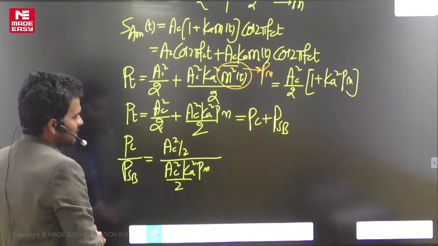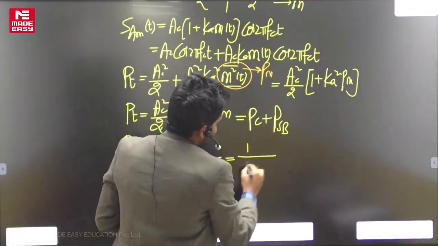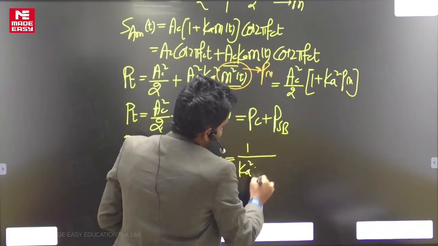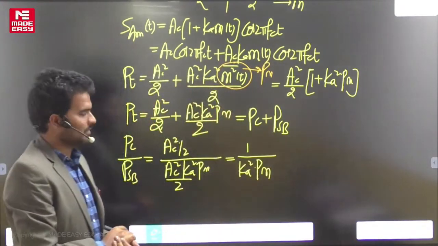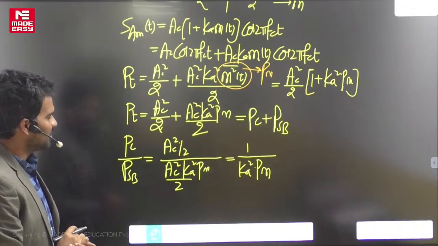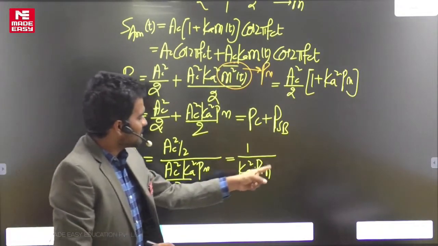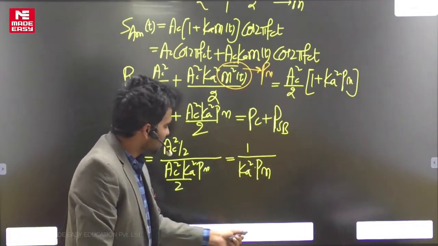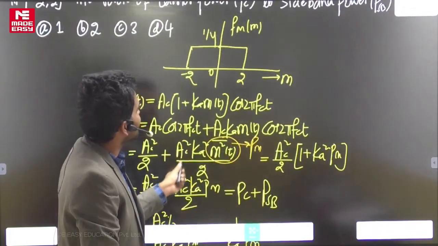And Ac squared by 2, Ac squared by 2 will be cancelled. This is 1 by Ka squared PM. So this is the formula to find Pc by Psb, where PM is the power of the message signal. So let's find out the power of the message signal first.